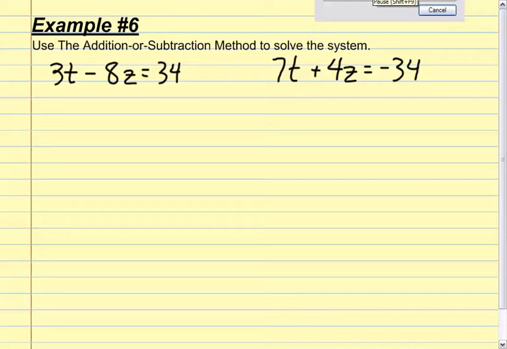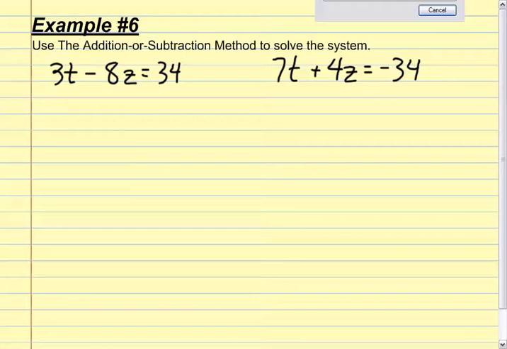Question. Alex says use the addition or subtraction method to solve this system. What do you want to do? Well, wait. Let me read them first. Okay. So 3t minus 8z equals 34, and 7t plus 4z equals negative 34.